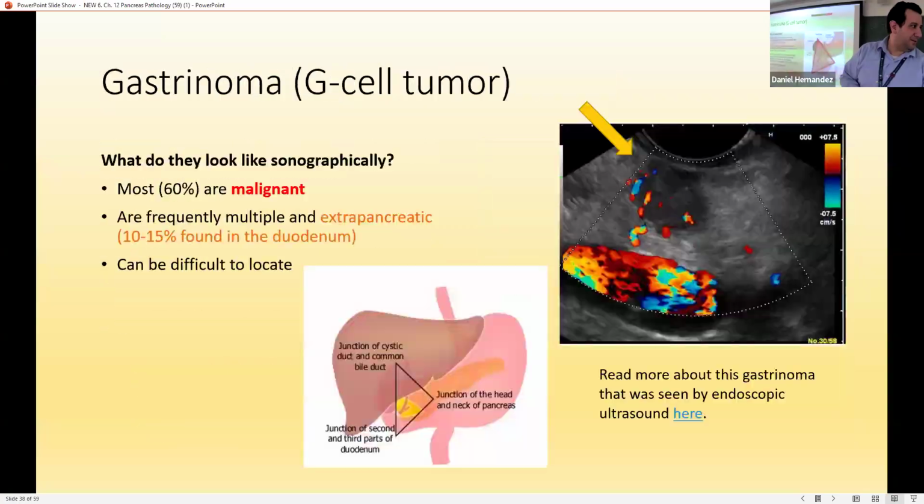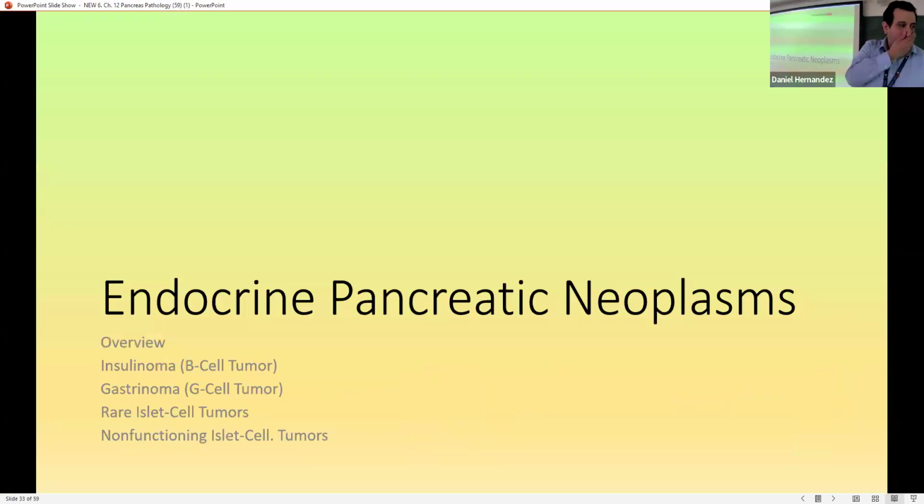Neoplasms. Alright, so getting into some of these neoplasms now. These are some of the ones that affect those islets of Langerhans cells, so the islet cells. So endocrine neoplasms. We'll go over B cell tumors, insulomas, gastromas, G cell tumors, rare islet cell tumors, and then non-functioning islet cell tumors.